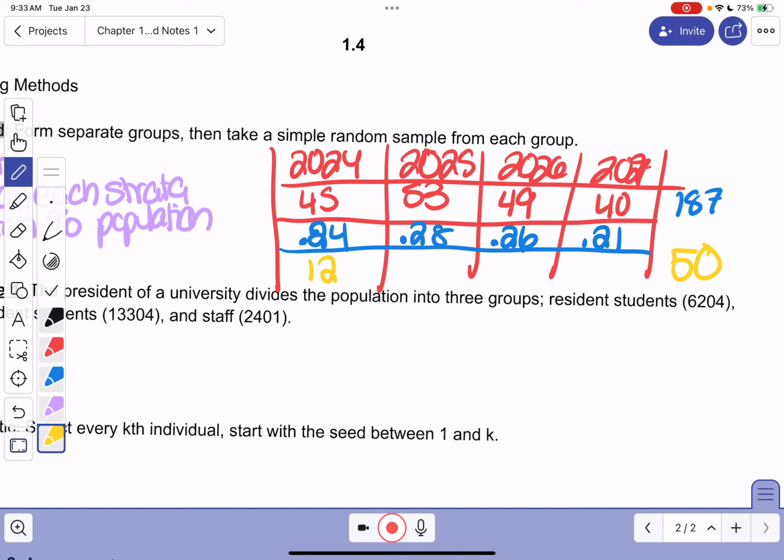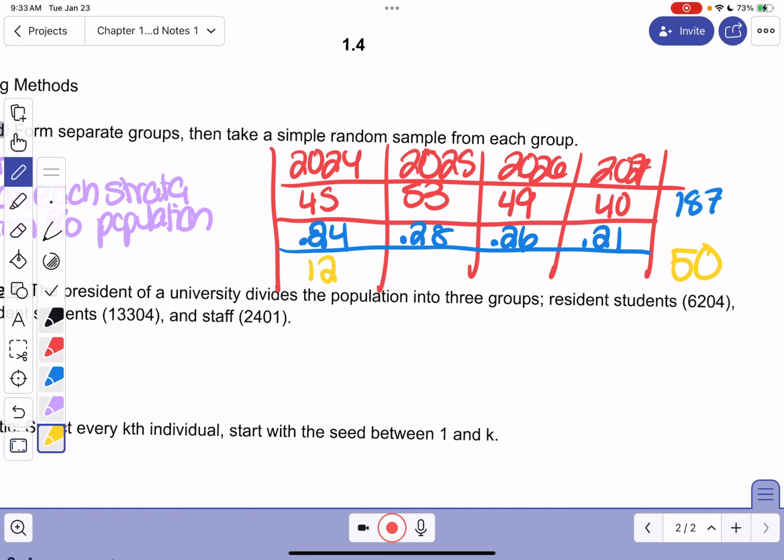So if there are a cafeteria and the table, we'd number the tables. Maybe there's 15. Then we do a random sample to figure out which tables. So maybe we said table 2, table 3, and table 7. Those were the random ones that got picked. Then we'd ask every single person at those 3 tables. We wouldn't ask any of the other tables, just those 3. That's the difference. Stratified, you're going to ask a few from each. Cluster, you're going to ask all from a few.